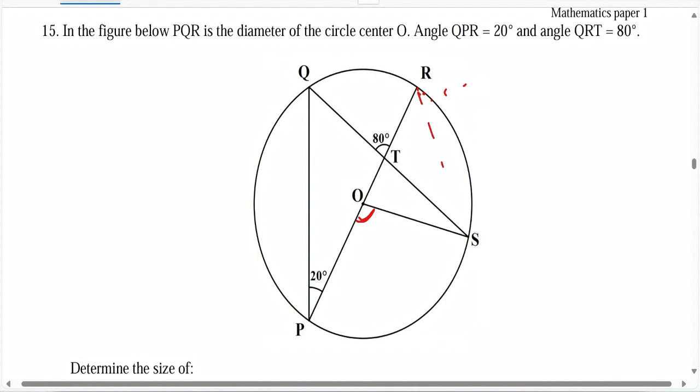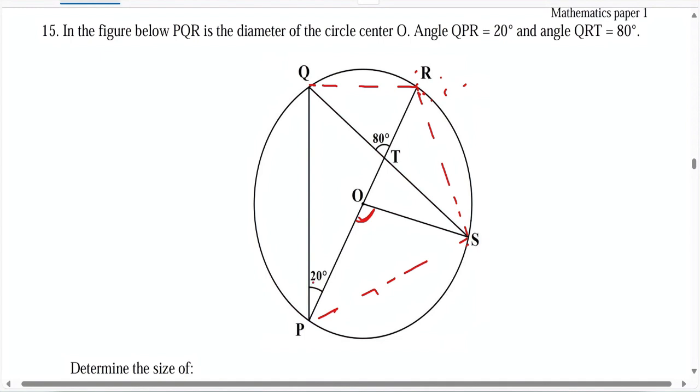Hiyo inachora vizuri. So wacha nichore hii and also this one. So ni muhimu sana, ndio maana nazi. So basically I did this because of a certain reason. Nadhani mtaelewa reason yangu pia.